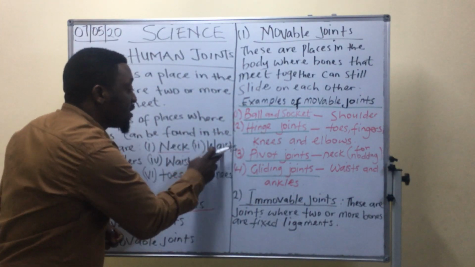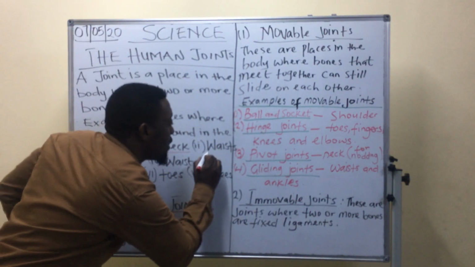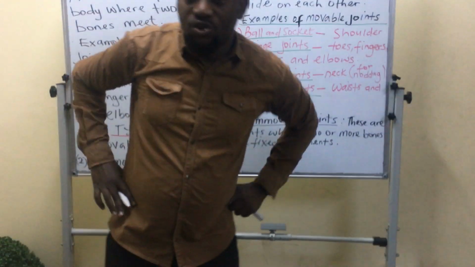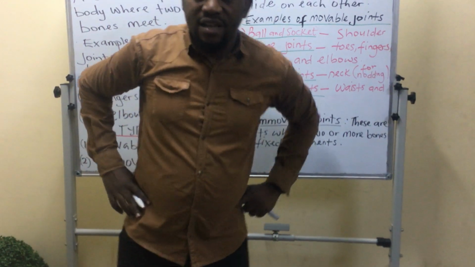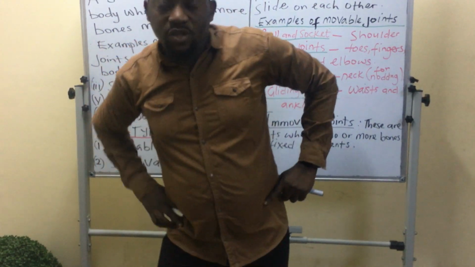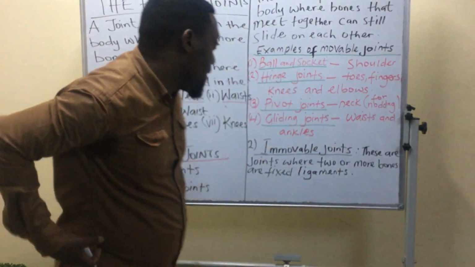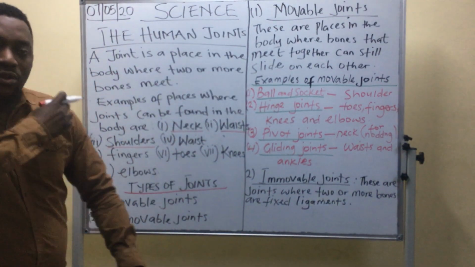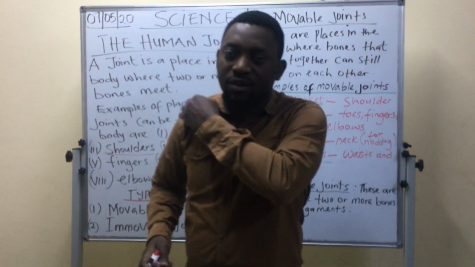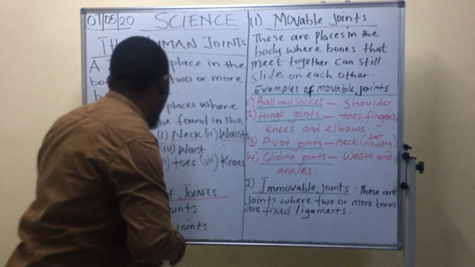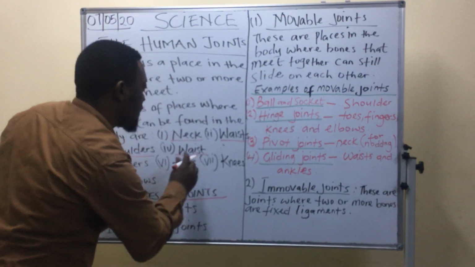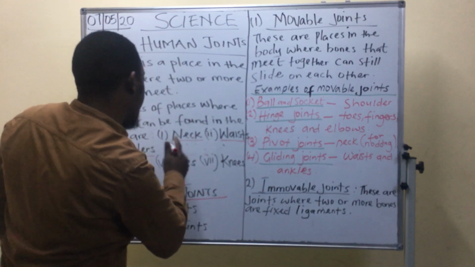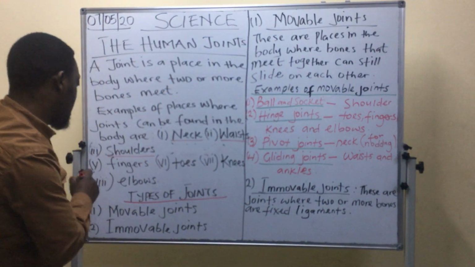Then the second one is the waist. You see? There is a joint here. That is why I can move the way I'm doing. It's because there is a joint here. Then the third one, shoulders. You can also find a joint in the shoulder. There's a joint there too. So these are neck, waist, shoulders.